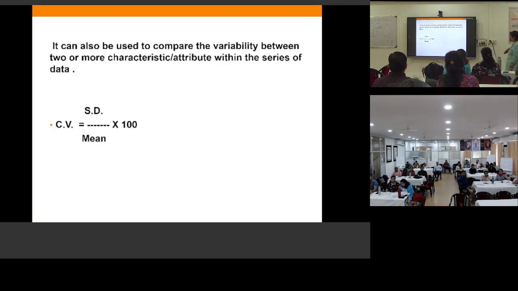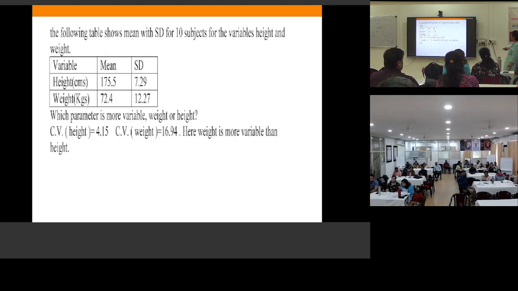The formula is CV equals SD upon mean into 100 when you do it manually. It can also be used to compare the variability between two or more attributes of the same person. Is height varying more, or weight? For example, the following table shows mean with SD for height and weight.